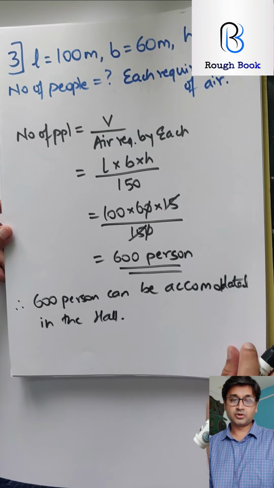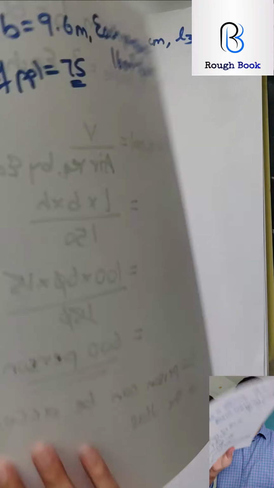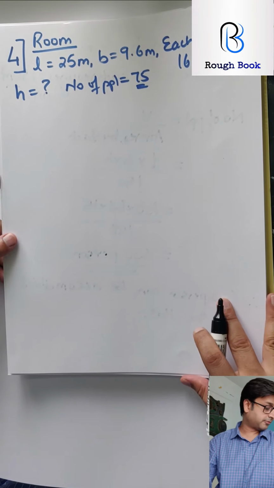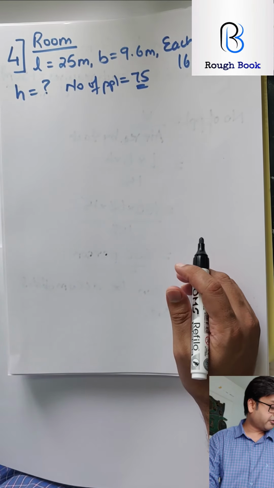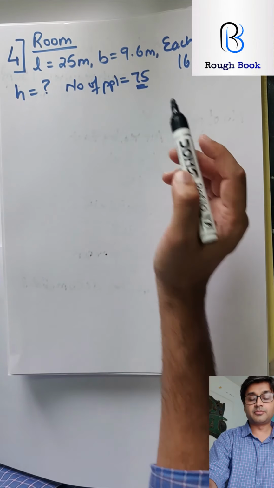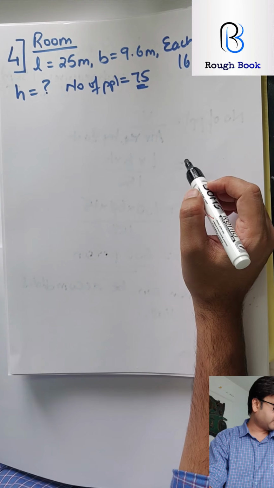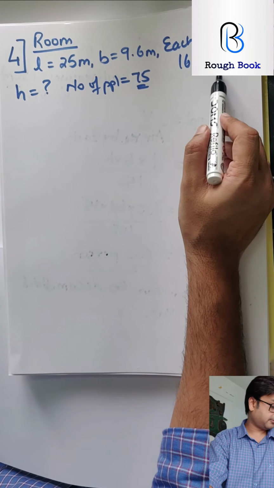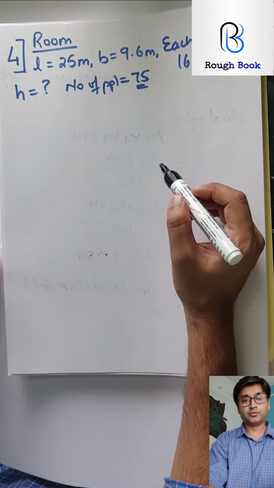Are we clear with this? Was this simple? Great. Let's go to the next one. Sum number 4. The fourth one says 75 persons can sleep in a room 25 by 9.6. So length and breadth for the room is given. If each person requires this much of air, then find the height of the room.